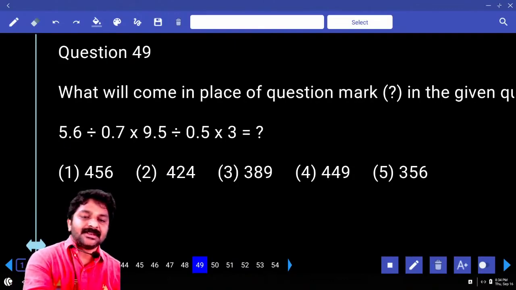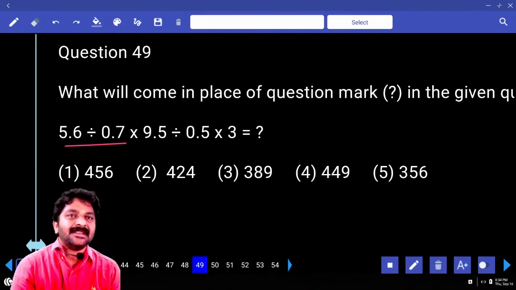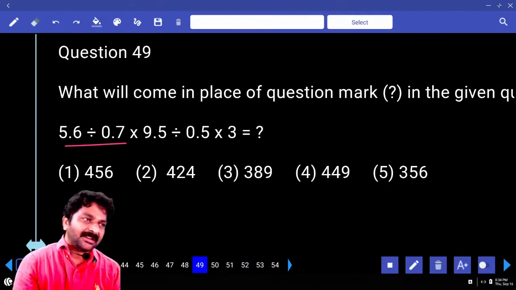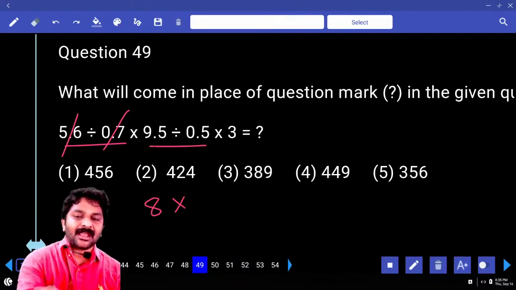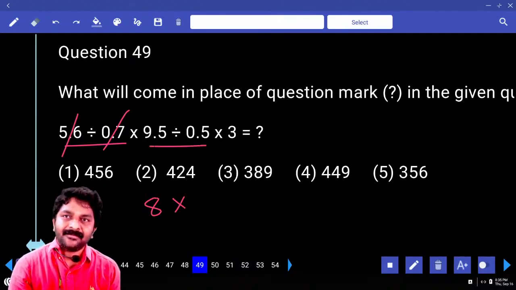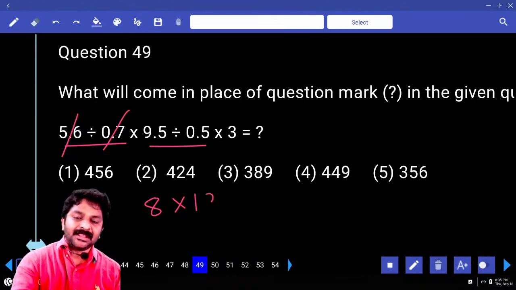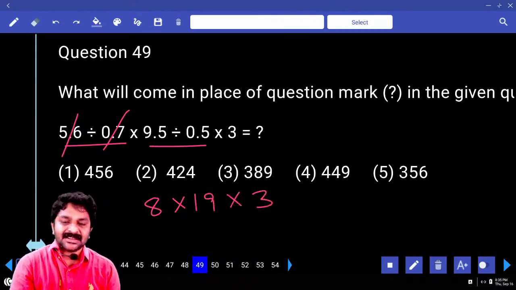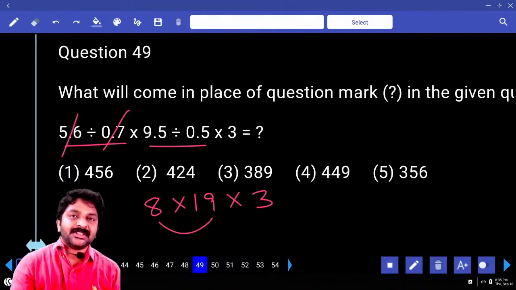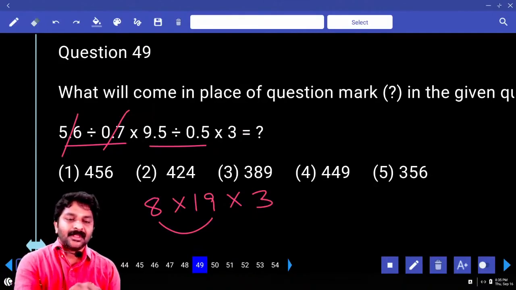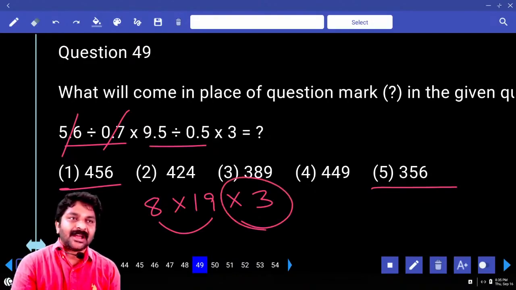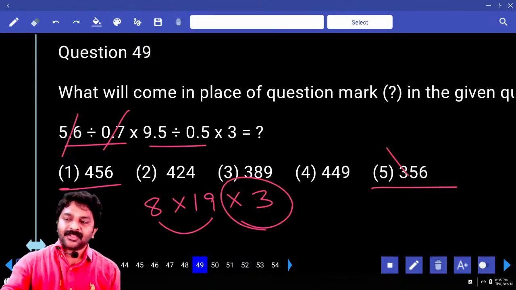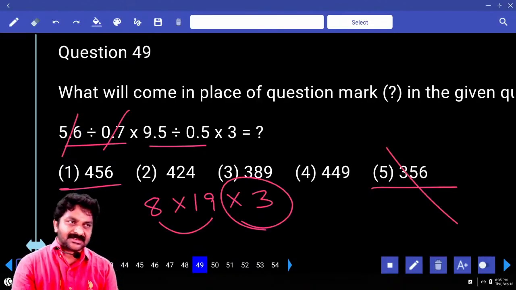Right, next. So can we treat this number as 56 by 7? Because in numerator and denominator, there is only one digit after decimal. So 7 how many times? Into. Can I write this number as 95 by 5? How much is that? 19. Into. Let's see last digit verification. 8 nines ends with? 8 into 9 ends with? 2. 2 into 3 ends with? The answer is either the first option or the fifth option. Because you have into 3, the answer must be a 3 multiple also. The fifth option is not a 3 multiple, so the first option is the final answer.